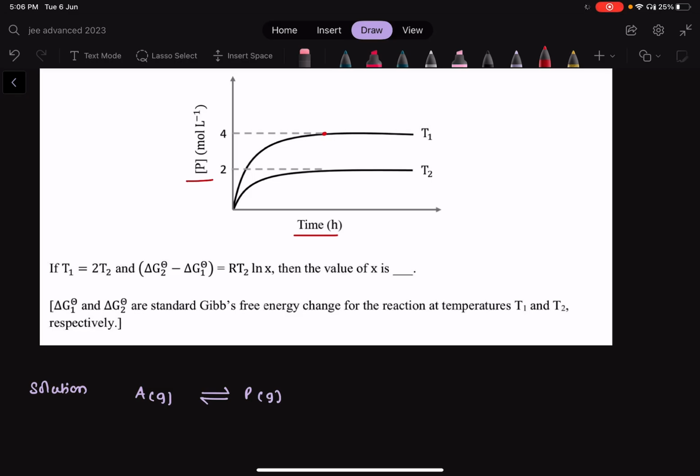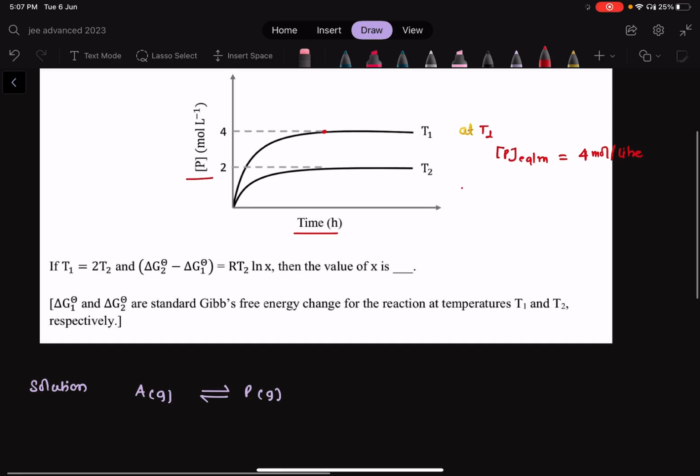And we know that when the concentration becomes constant, that means equilibrium has been achieved. That means indirectly from the graph, the concentration of P at equilibrium has been given at the temperature T1 and at the temperature T2. So at temperature T1, the concentration of the product P at equilibrium will be equal to 4 mole per liter itself. And at temperature T2, the concentration of P at equilibrium will be equal to 2 moles per liter.